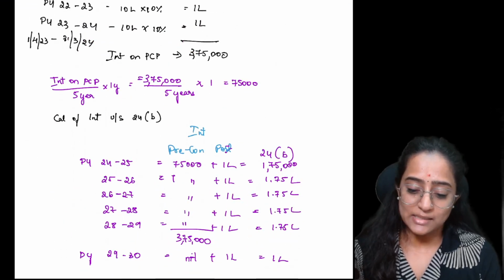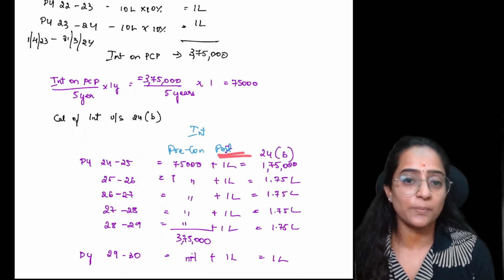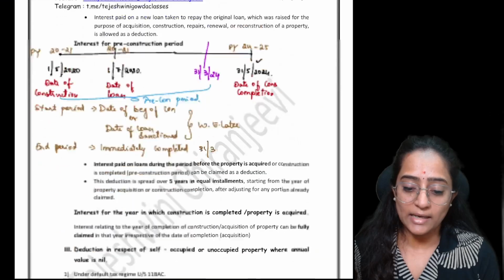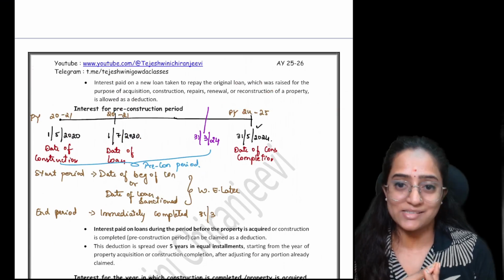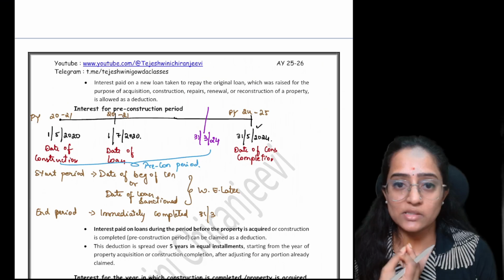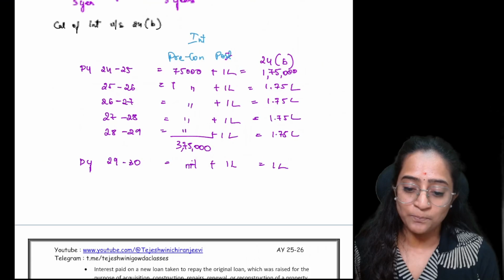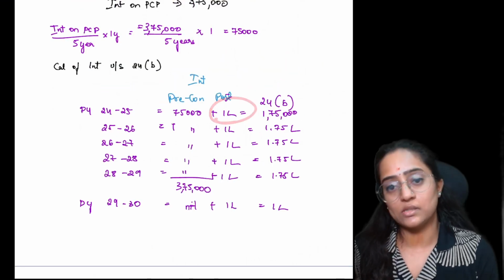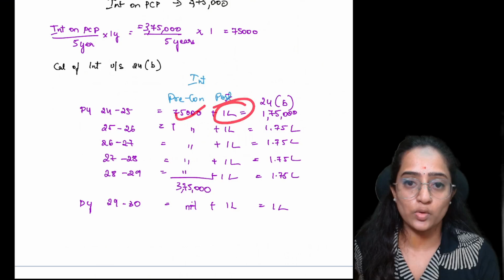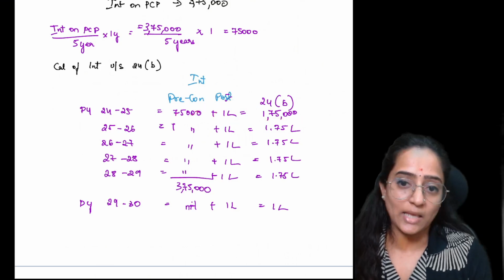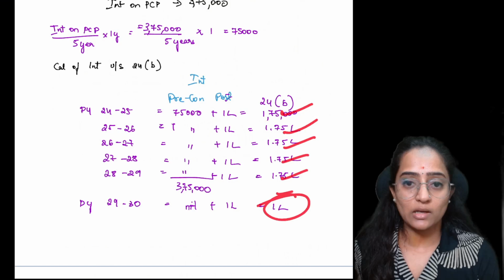Now, the next portion. Just for the name's sake I've called it post-construction. There is nothing called a post-construction period, but for the name purpose I've given it. The post-construction period is right from the year of completion going forwards. You are paying the interest, right? You have not repaid the loan, so the interest is payable. Whatever interest is payable during the period, you calculate that amount and add it. So you add the pre-construction period interest and the interest payable during the period, and the total you calculate will be your 24B deduction. Clear?